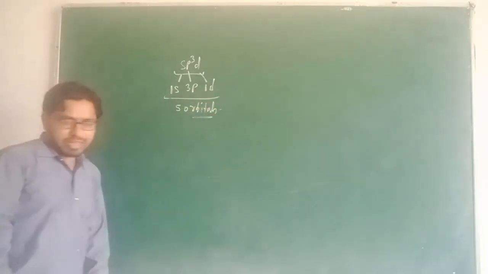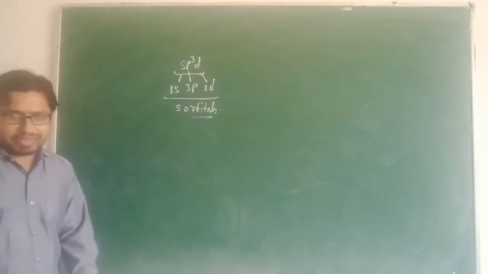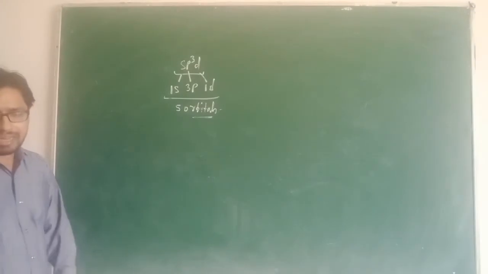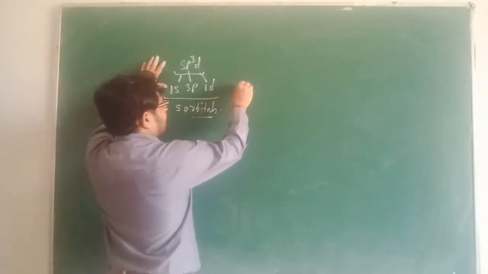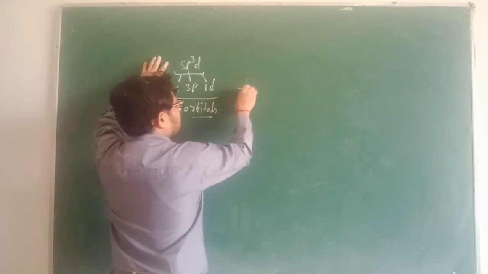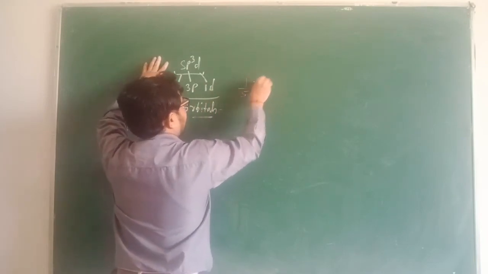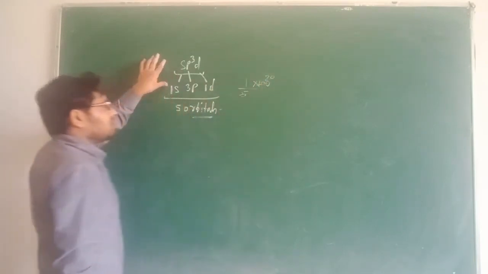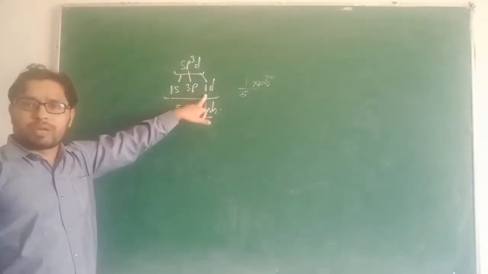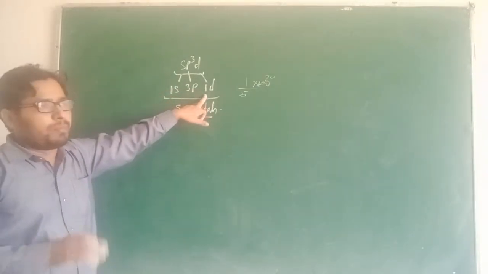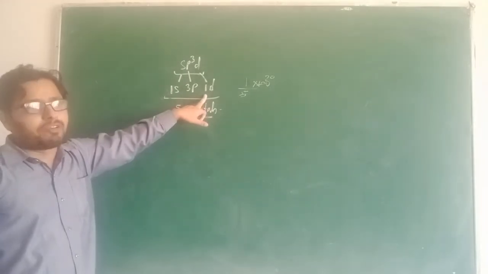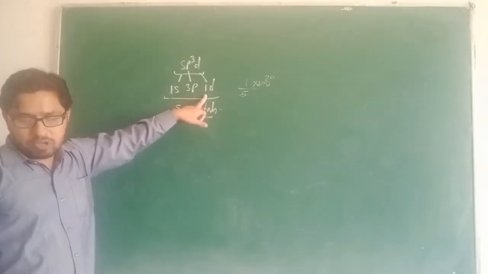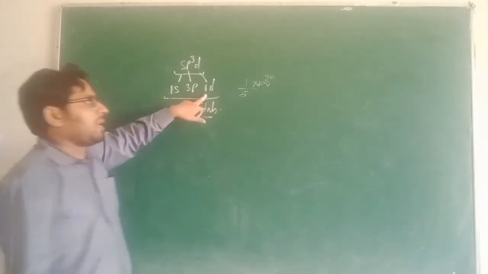Same way you can find out the s character, the p character, the d character. The formula I have already told you. For s character, 1 orbital of s, total is 5, multiply 100. This is coming 20%. Same for p and same for d orbital. You can find out yourself now. I hope you have understood. Now these 5 orbitals, how will they be arranged themselves? They will be arranged trigonal bipyramidal.